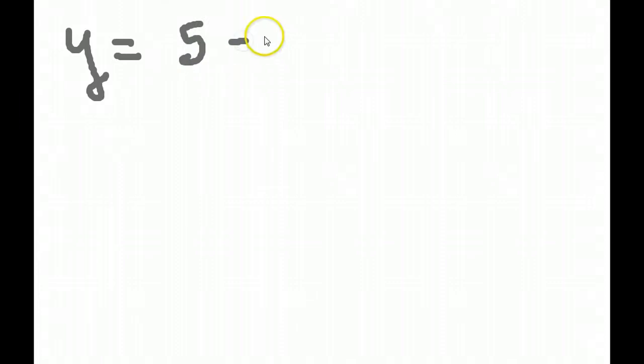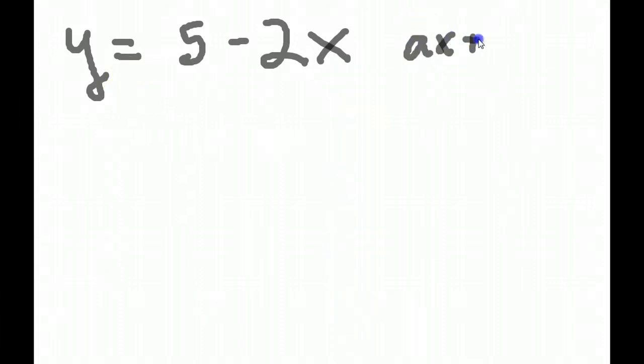Now let's talk about the linear equations itself. So if you have something like y equals 5 minus 2x. Now let's determine if this is a linear equation. And to do this, let's put it in the standard format. Remember, standard format is ax plus by equals c. So we need to rearrange this equation to put it in that format.